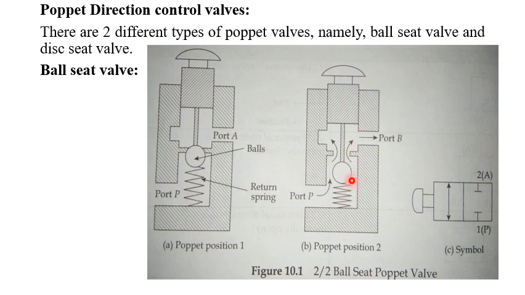If you release it, automatically the valve will be in the closed condition. The initial condition is normally closed. If you press against the spring force, it stays in the open condition for as long as you hold it. If you release it, it automatically closes. This is one type of poppet valve, the ball seat type.